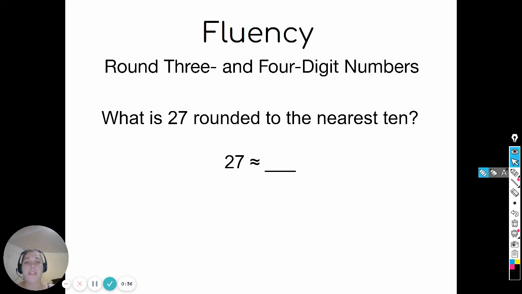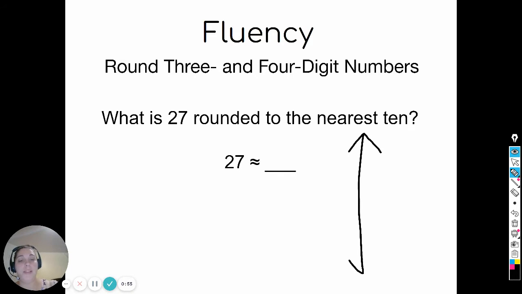First up, we have a fluency, similar to the one that we practiced yesterday. Practicing rounding again. So what is 27 rounded to the nearest 10? I'm going to go ahead and set up the vertical number line for you. And then I want you to message me your answer in Go Guardian.